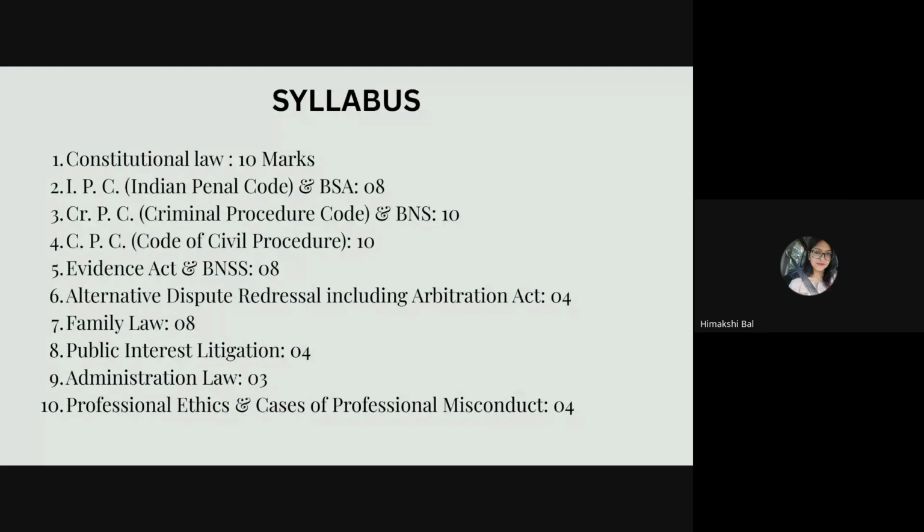Thank you, ma'am, for clearing all my doubts. Next question. Ma'am, hello, ma'am. This is Sutkirti. Ma'am, the set of Bare Acts we need to carry, can there be one such combined book which is allowed?